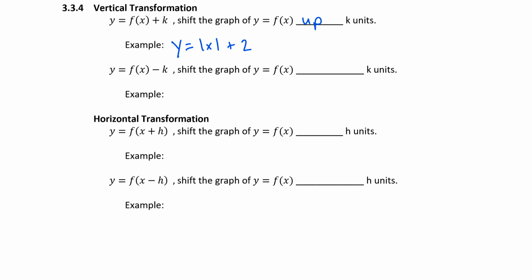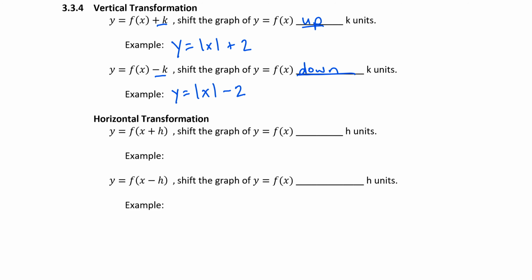2 units. If, however, I subtract a constant from the original function, like f of x minus k, then we're going to shift the graph of f of x. Can you figure out which way we're going to go this time? If plus k means up the y-axis, minus k must mean what? Down by k units. So for example, y equals absolute value of x minus 2. That's going to be our basic V shape, but it's just shifted down the y-axis.